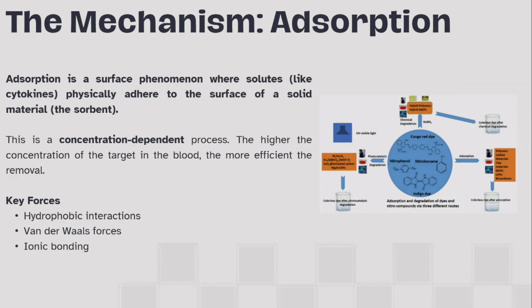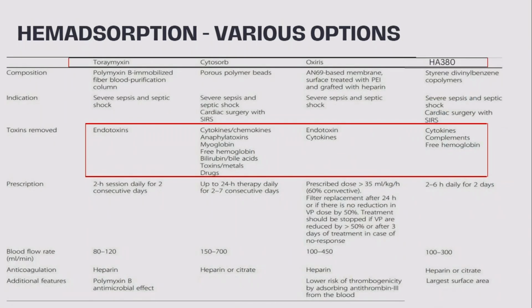So it is the sorbent, it is concentration dependent, and the key factors are ionic bonding. And what are the options we have? We have a plethora of options. These are the predominantly seen adsorbent cartridges. On the left hand, these are the most talked about adsorbent cartridges. We'll see them one by one.